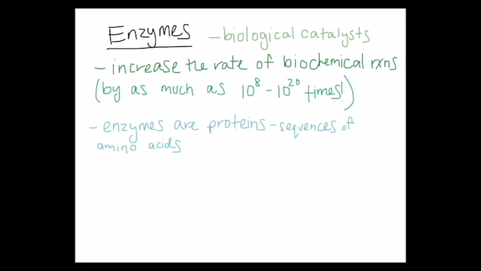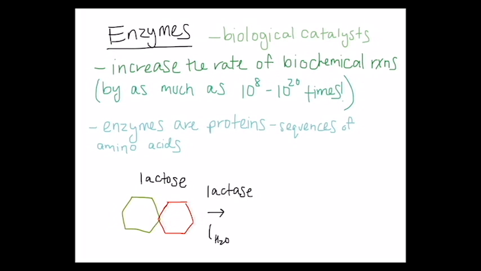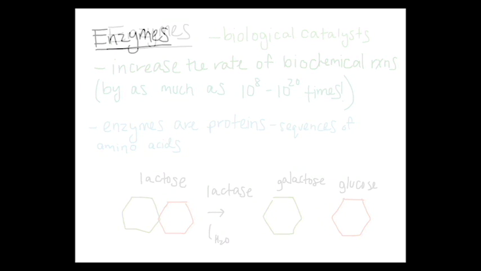Lactase is an example of a biological catalyst found in the body. The lactase enzyme helps to break down and digest the sugar lactose. If the body doesn't produce enough lactase enzymes, lactose intolerance occurs.